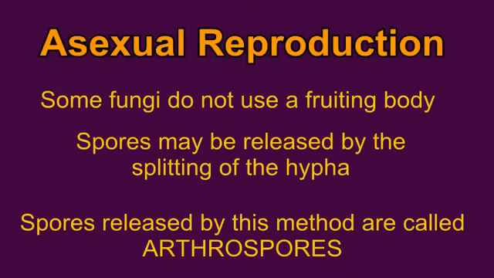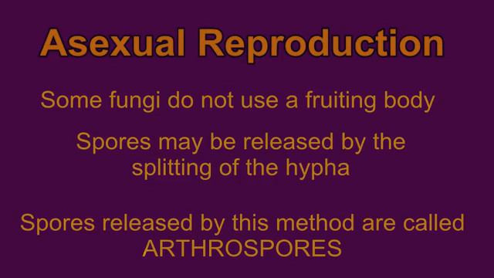Some methods of reproduction do not involve a fruiting body. For example, spores may form by fragmentation of the hypha. This process yields what are known as athrospores, which comes from the Greek stem athro, which means joint. An example of this is Taeniopedis, which is the fungi that causes athlete foot.